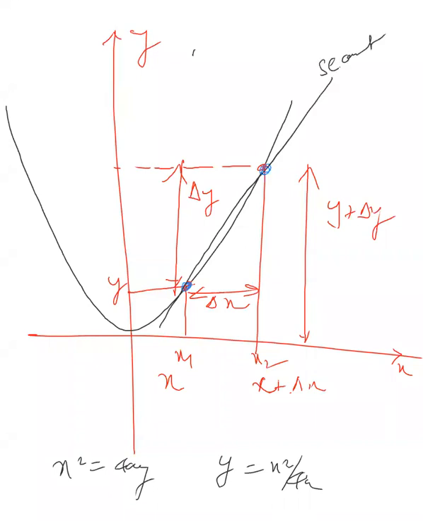A line which touches the curve at 2 points is called a secant. If we bring those 2 points closer to each other, they will come closer like this and further close, and finally they will become a single point. The line touching that single point on the curve is called the tangent to the curve.